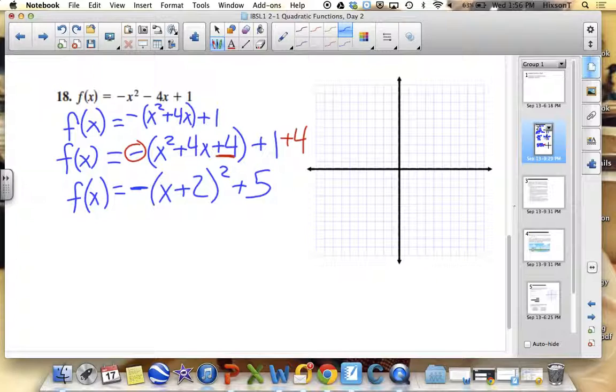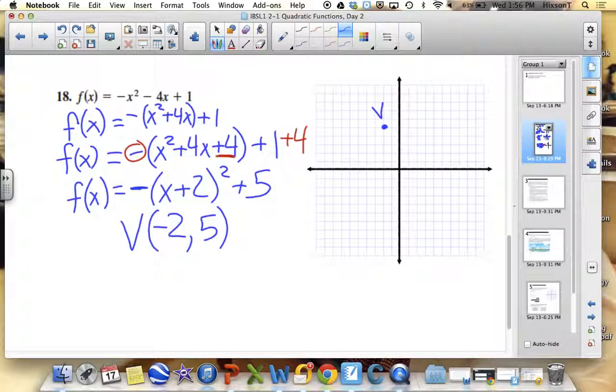Okay? Now we have it in vertex form. So now we can identify our vertex. Our vertex is? Negative 2, 5. Good. So, negative 2, then 1, 2, 3, 4, 5. There's our vertex right there.